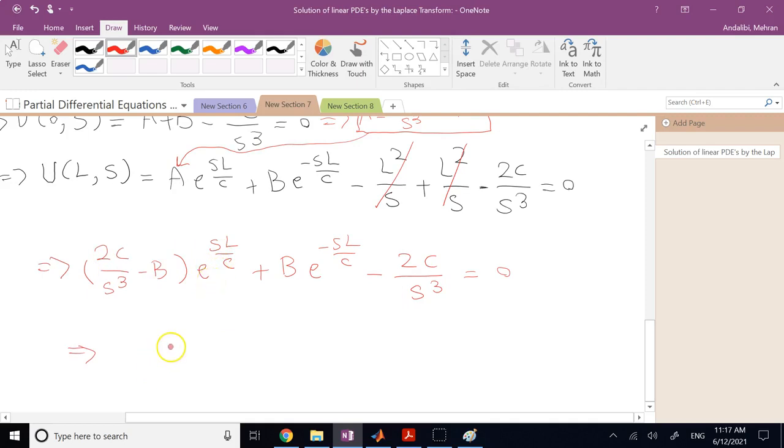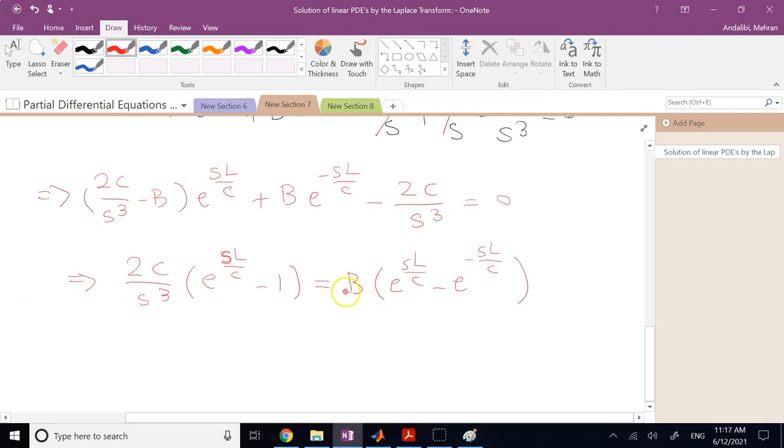So if you do that and keep these two guys here, this is going to be 2c over s cubed times exponential of sl over c minus 1. This is s, not 5. Is equal to b times exponential of sl over c minus exponential of negative sl over c.